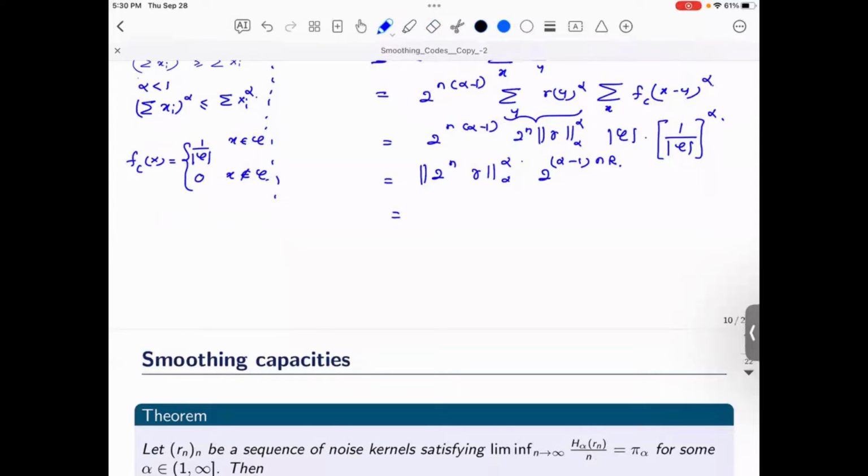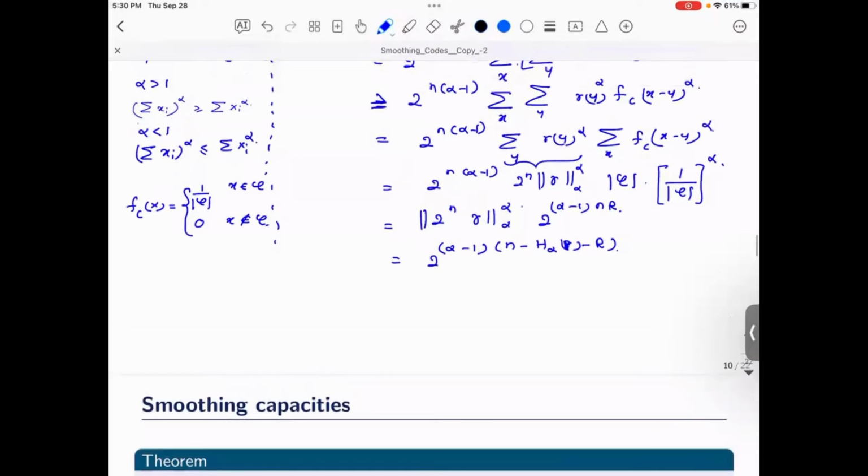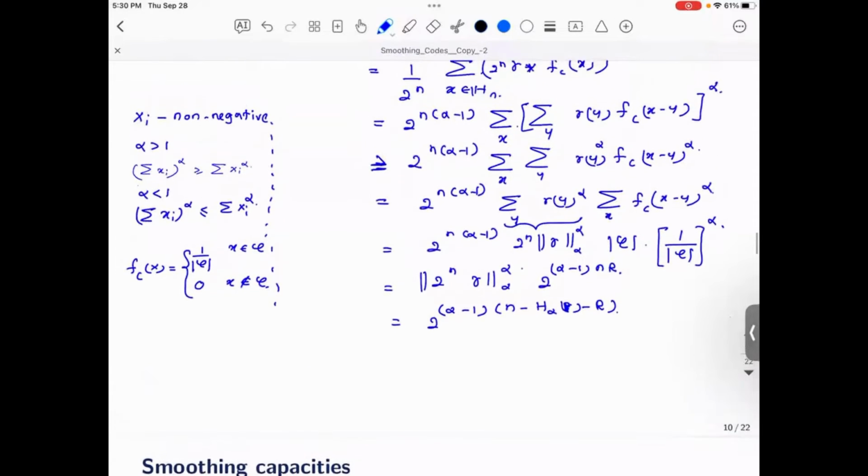So now again, using the norm form of the Renyi divergence, we have this. So this is the simple proof.